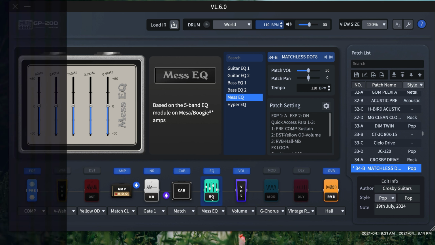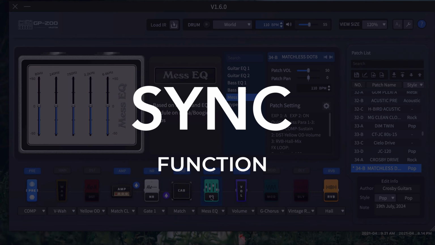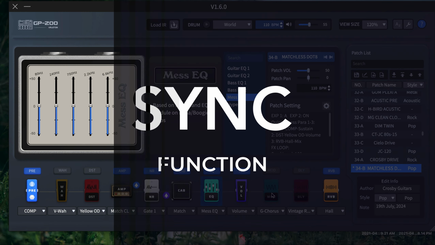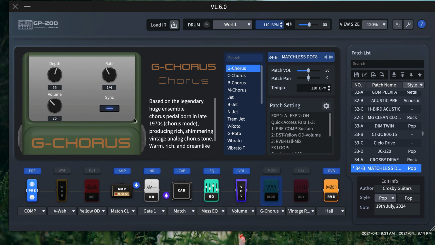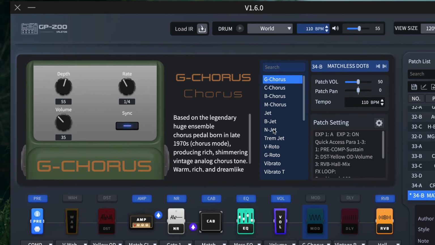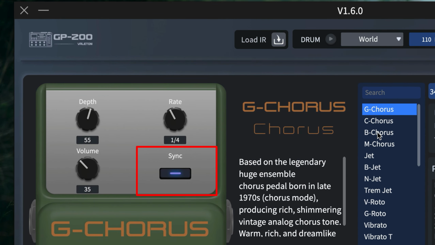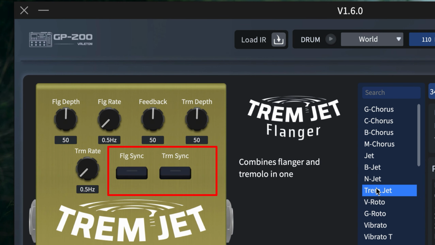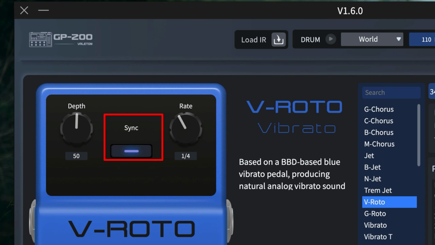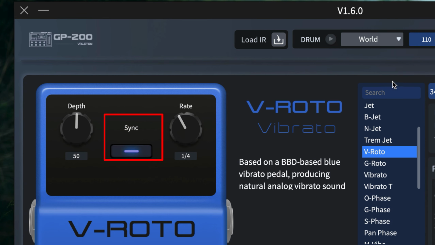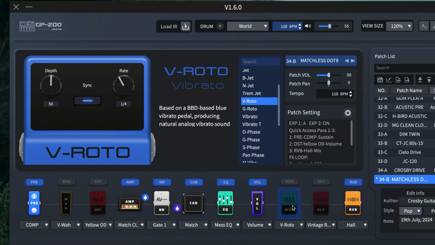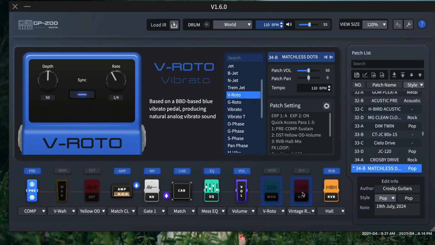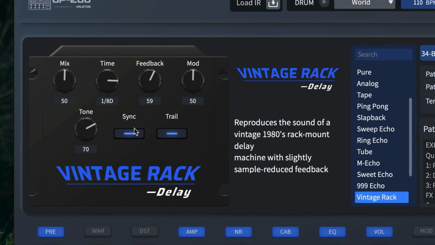In this tutorial, I'm looking at the sync function. Let's get started. The sync function can be seen under the modulation block in any of the modulation effects, from chorus to the flanger to the trem jets, that's a mix of flanger and then tremolo, and the vibrato, and a whole lot of others. Basically you see it a lot under the modulation block and also in the delay block as well.